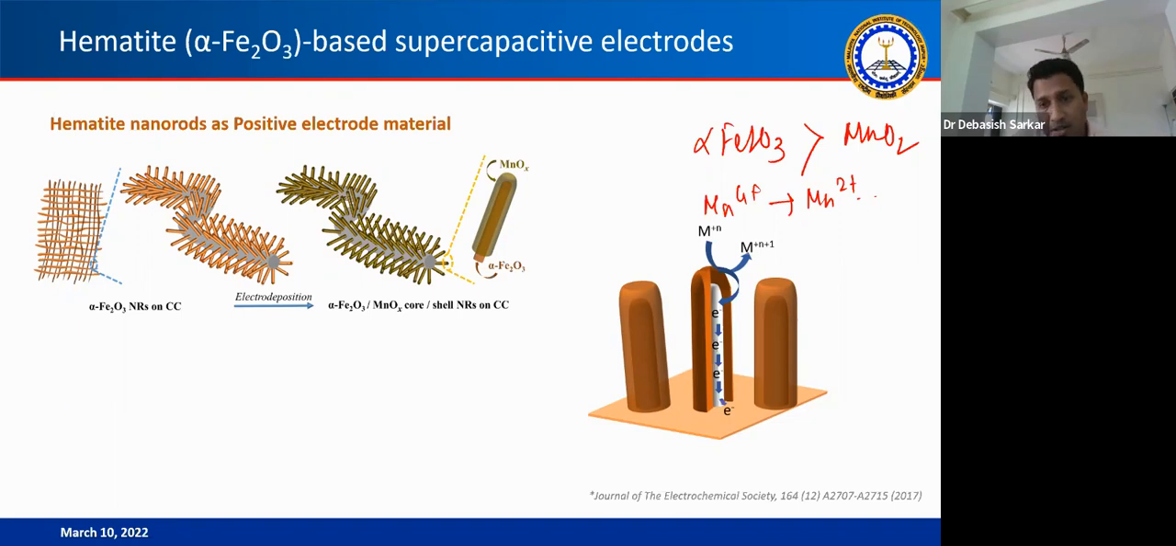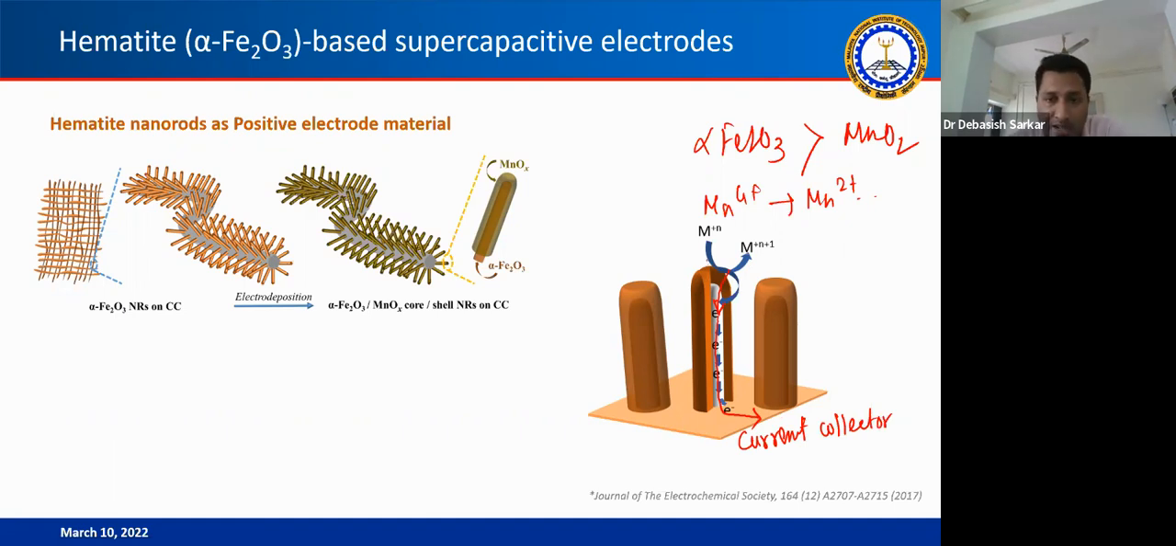It will move through different oxidation states by oxidation and reduction reactions. So that means charge storage happens within the Mn surface, but at the same time, as iron oxide has better electronic conductivity than manganese oxide, the electron will move through the core and pass through the current collector. This is called current collector. In our case, this current collector is carbon cloth.